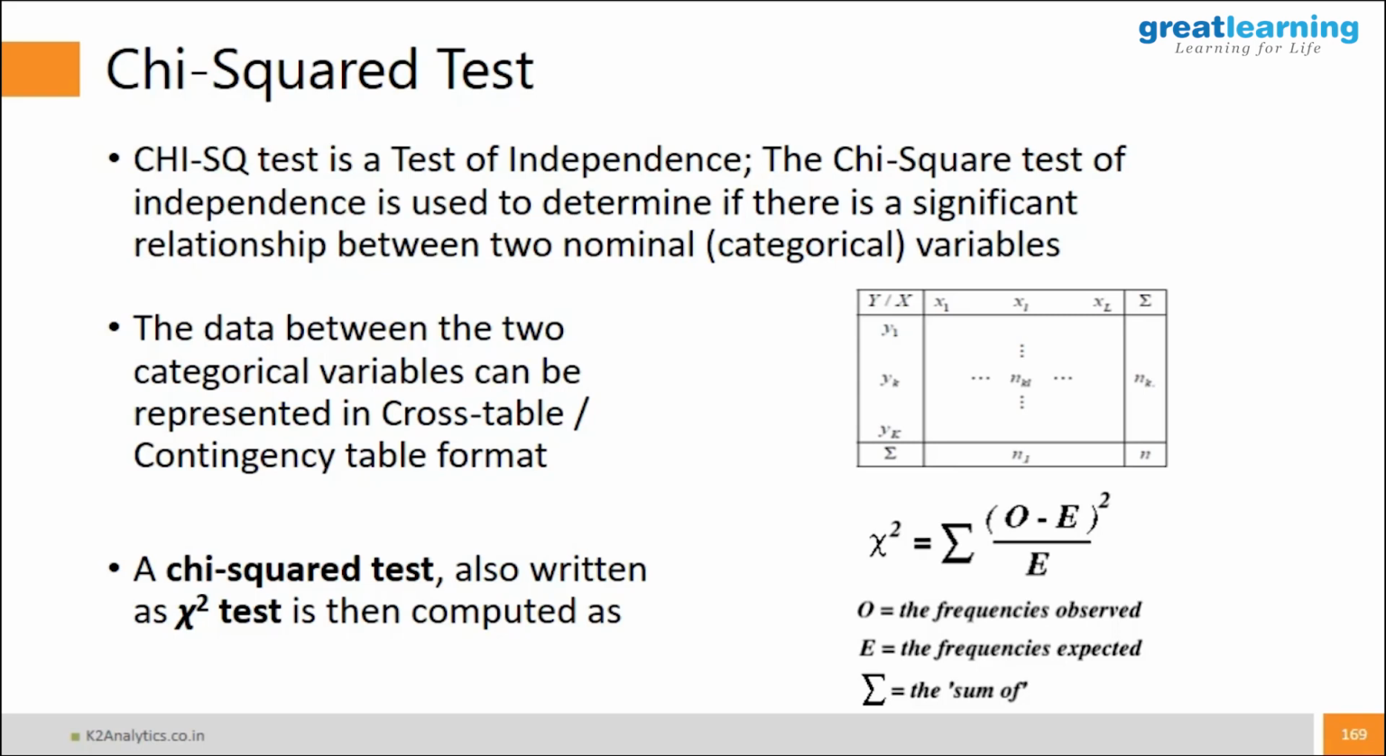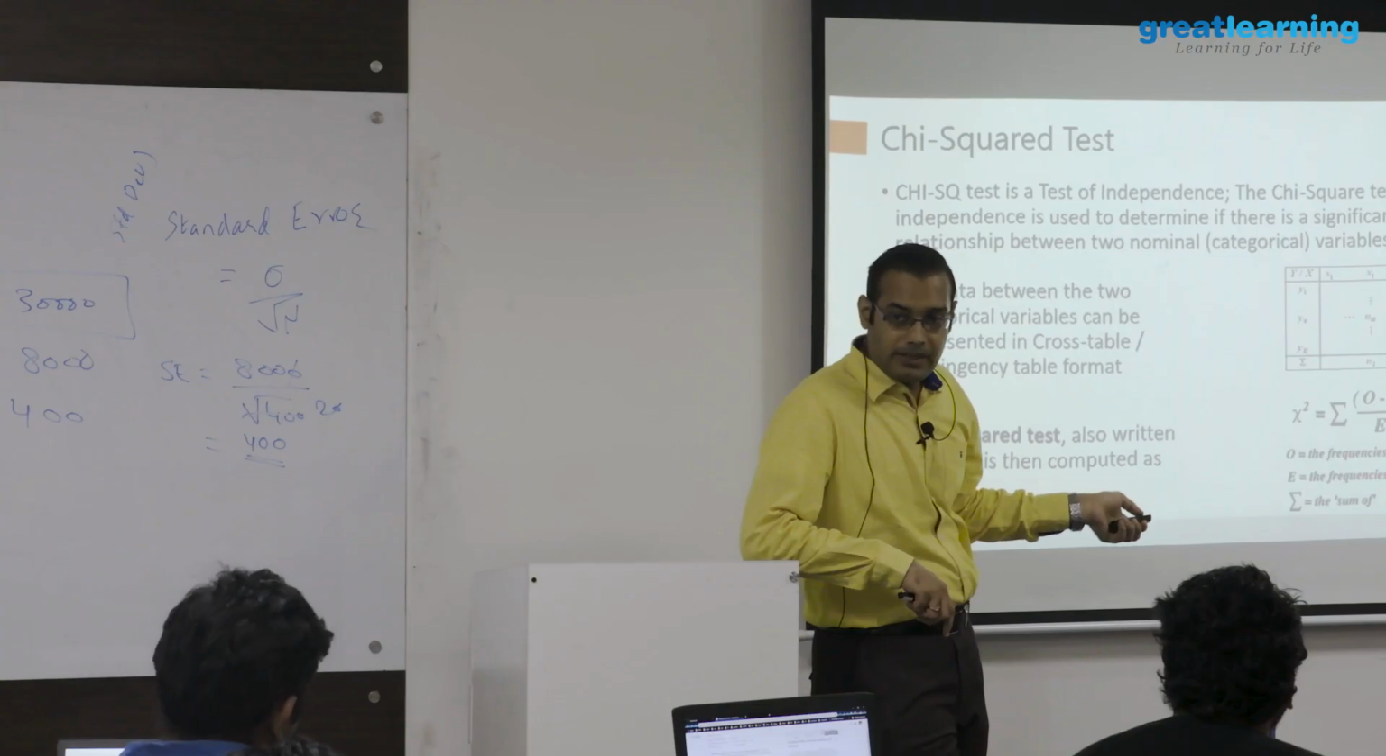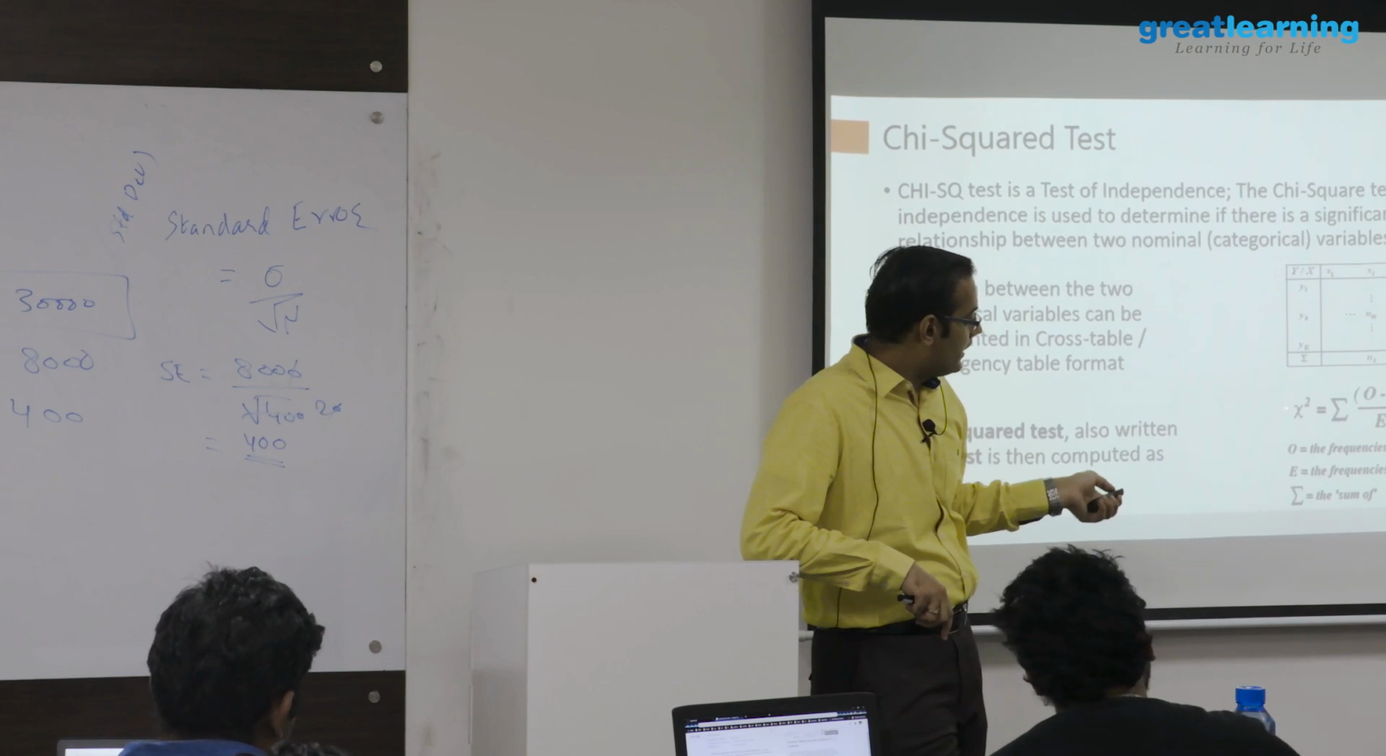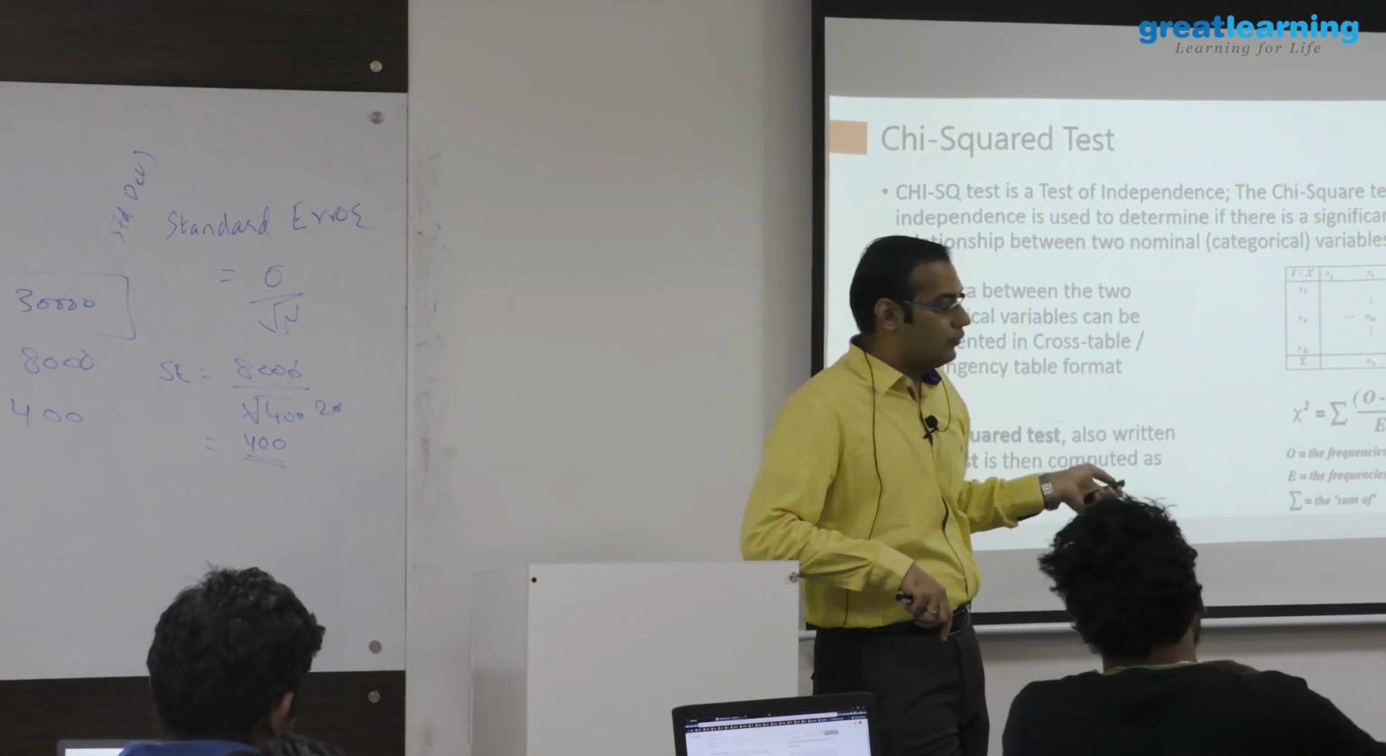Once you have the actual values at the intersections, you have to compute something called expected. You create a similar grid, and in these intersection cells you populate the expected values. Having computed the expected values, you take observed, which is the actual value, minus expected value, the whole squared, divided by expected. You do the summation of all of that, and that value is called chi-square.